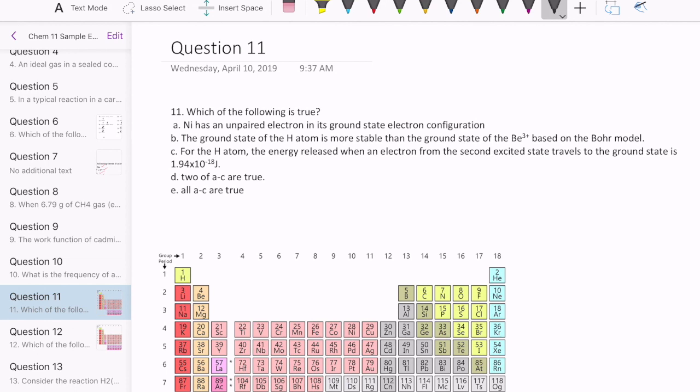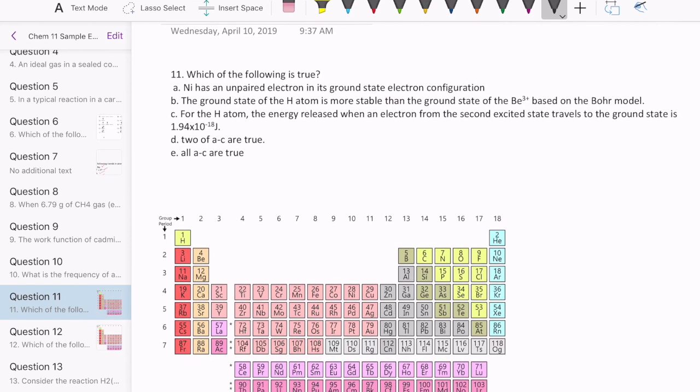It gives you basically three statements, A, B, and C, and then in D and E, there are options that refer to the previous three options in A through C. So let's take a look at A real quickly. I've attached a periodic table here for reference because we're going to need it to figure out the electron configuration. The first option says that nickel has an unpaired electron in its ground state electron configuration.